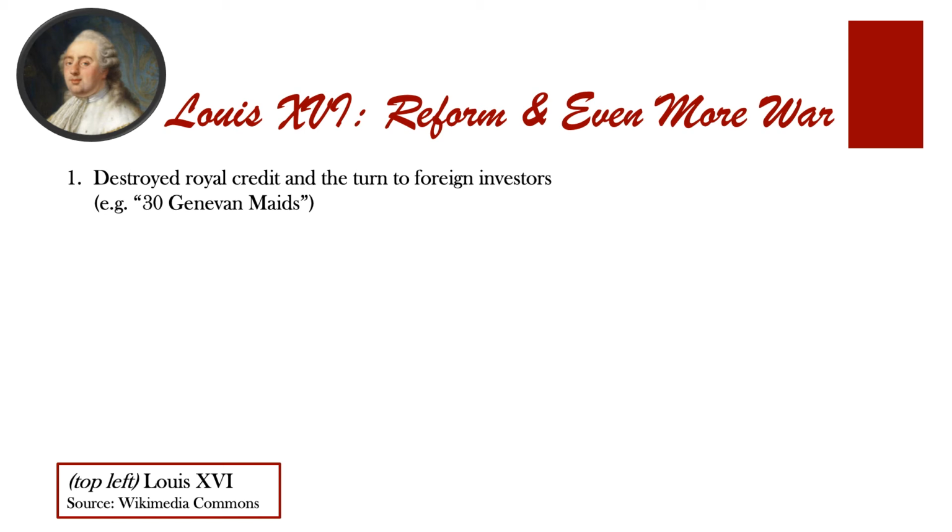Foreign investors took advantage. In one famous scheme called the 30 Genevan Maids scheme, Genevan bankers compiled together groups of 30 Genevan girls who had already survived smallpox, the main killer in early modern Europe at the time, and had them buy these lifetime rentes as a group. It meant that the annuity would pay off for the entire lives of these 30 girls, which was probably in the order of 30 to 40 to 50 years after that. The monarchy continued to swing deeper and deeper into debt.